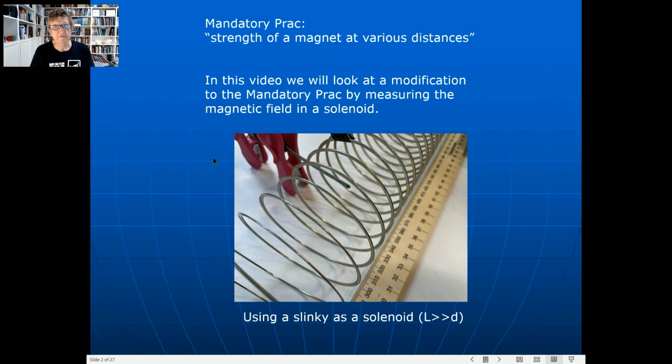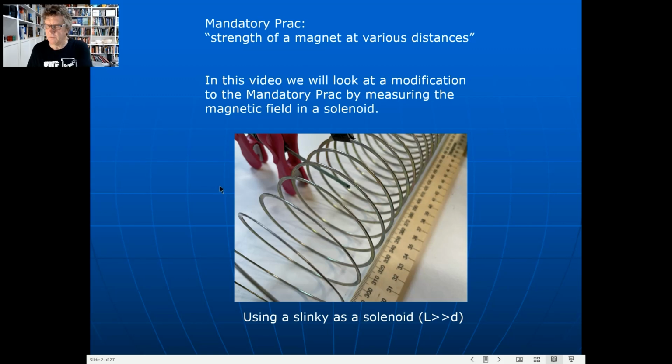The video we're going to do today is a modification. I'm not going to tell you what sort of modification it is, whether it's a refinement or a redirection or an extension or anything like that. You'll work it out. But I'm going to look at measuring the magnetic field inside a solenoid, a current carrying solenoid. I'm going to use a slinky. You see the picture here is a slinky being used as a solenoid.